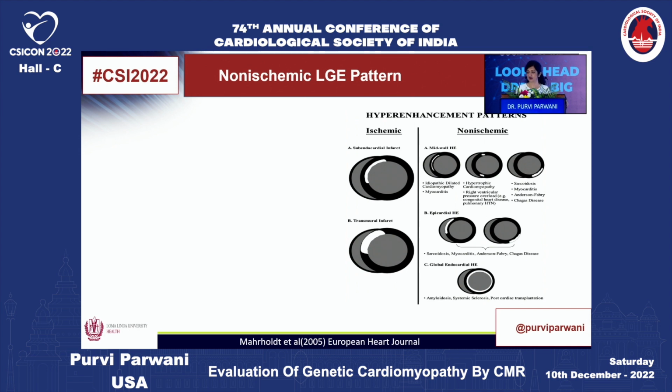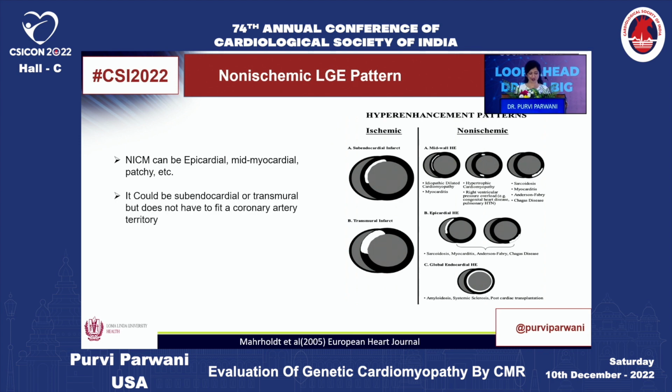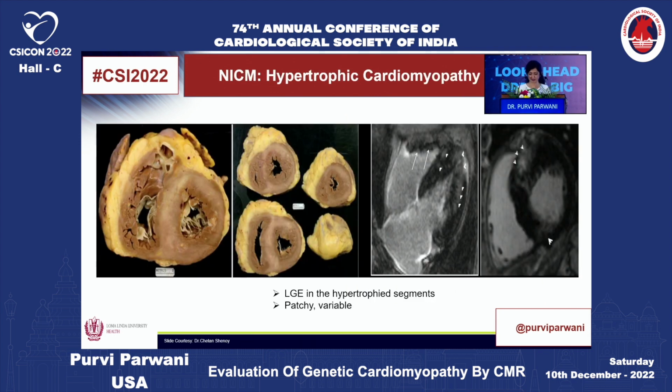So of course, this is the paper that is widely cited in the CMR literature, but basically it's all about pattern recognition. On the left side, you have ischemic patterns, and then on the right side, you have non-ischemic patterns, and I'm going to show you some examples. So a non-ischemic pattern can be epicardial, mid-myocardial, it can be patchy, and it can be in a subendocardial fashion. It just doesn't have to follow the coronary distribution for you to call it a non-ischemic scar. And then these patterns are, of course, disease specific, and that's how you identify what kind of myocardial disease the patient has. So let's look at an example of hypertrophic cardiomyopathy.